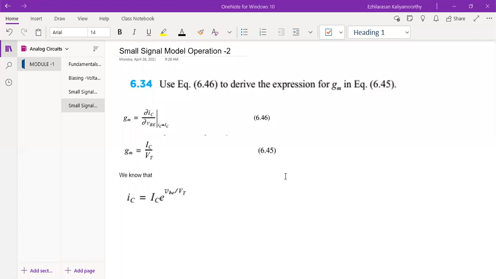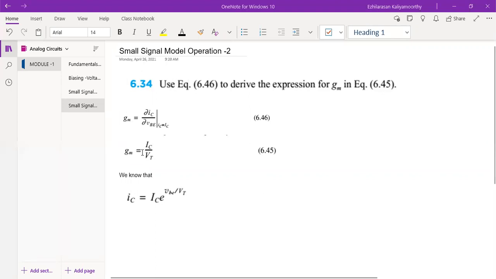Then after the collector current and the transconductance, we saw the base current and the input resistance at the base. First we calculated the small signal collector current, that is IC equals GM into VBE, where GM is the transconductance. The transconductance will be IC by VT. That is the formula we studied in the previous class.